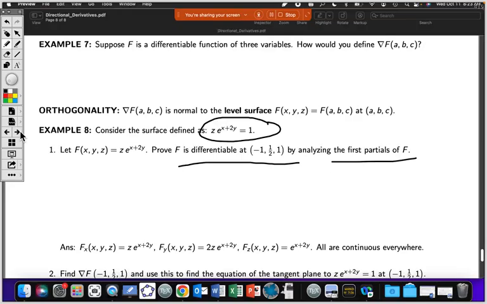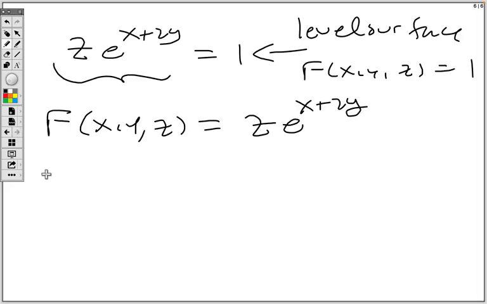So to prove a function is differentiable using its partials, we look at the partials. So we need fx of x, y, z. I take the derivative with respect to x, in this case treating y and z as constants.